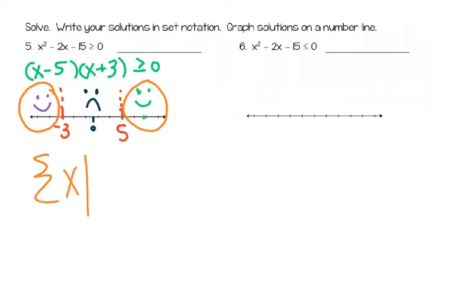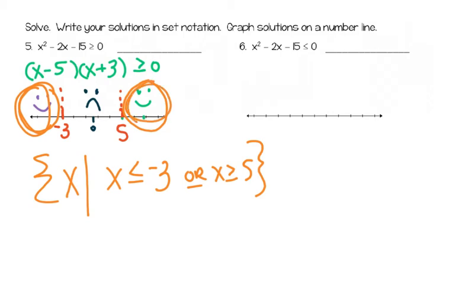I'm going to write x such that x is less than or equal to negative 3, or, okay, now we come back to the meaning of the word or. It's not going to be less than negative 3 and greater than 5, because tell me a number that's both of those. There's no such thing. Or x is greater than or equal to 5. So if I have a number in this interval, or if I have a number in this interval, they are solutions. And this is how I would write that in set notation. So really I'm using the number line as a tool to help me find my solutions, but I'm going to write my solutions in set notation.